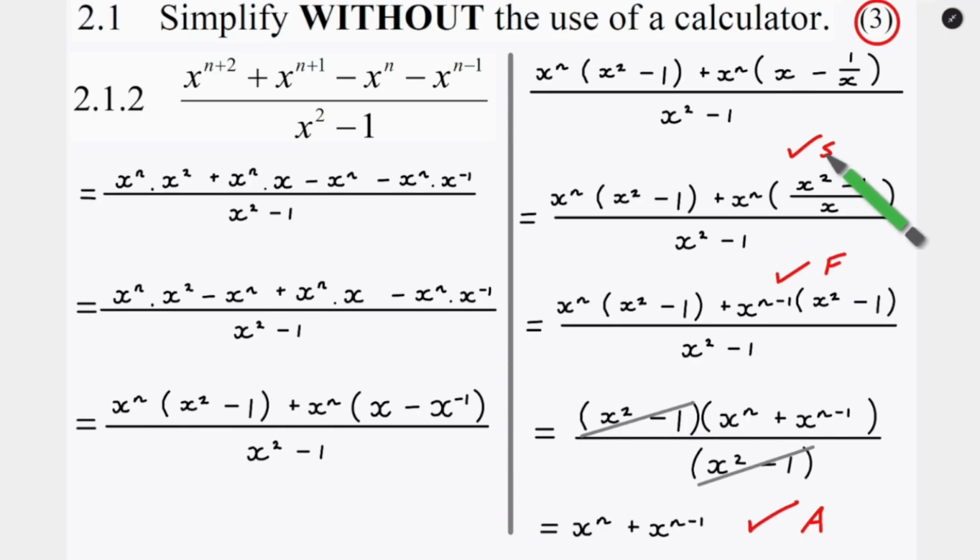Wrapping things up with your 3 marks, simplification, factorization, and your answer get you those 3 marks. Very easy question in my opinion.